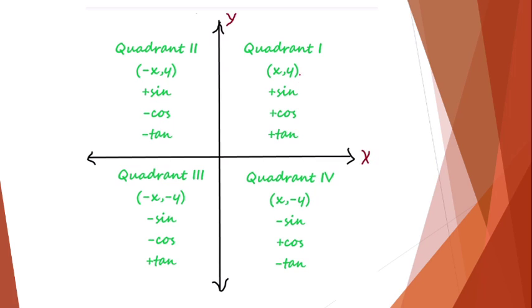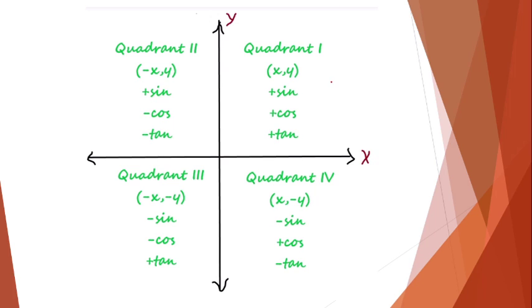So, ang inyong, all the trigonometric functions are positive. Sa quadrant 2, only the sine is positive. Ito naman, tan lang ang inyong positive. At sa quadrant 4 naman, ay yung cosine.